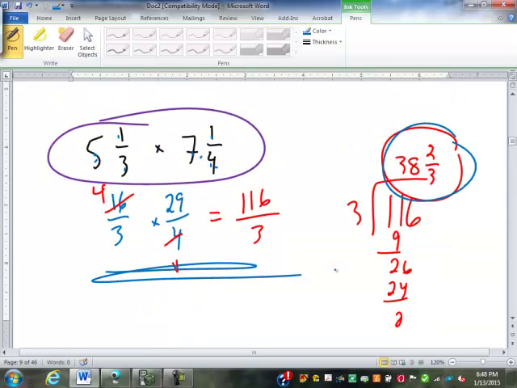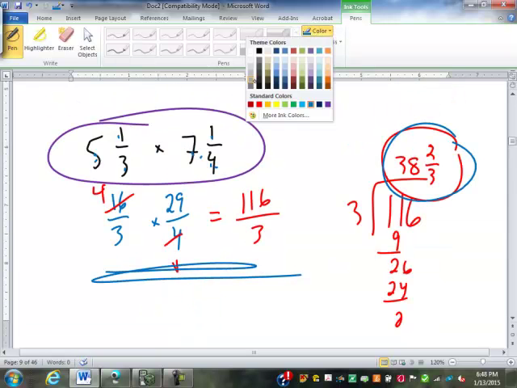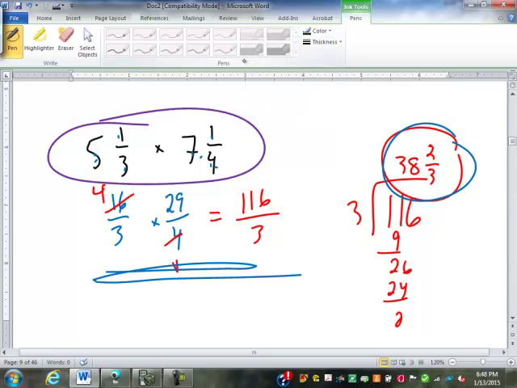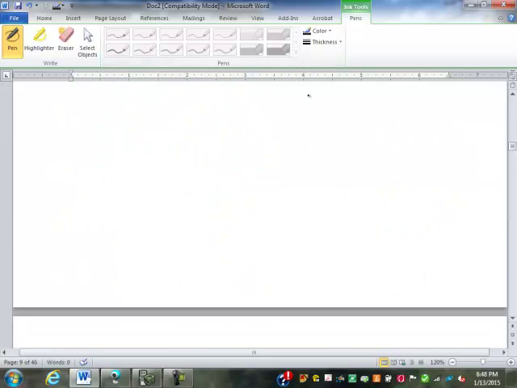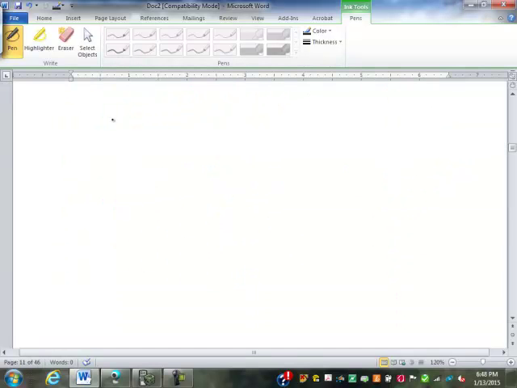I think I'll stick to this. But again, I just wanted to show you that there's not just one way to do each math process. Let's do another one.